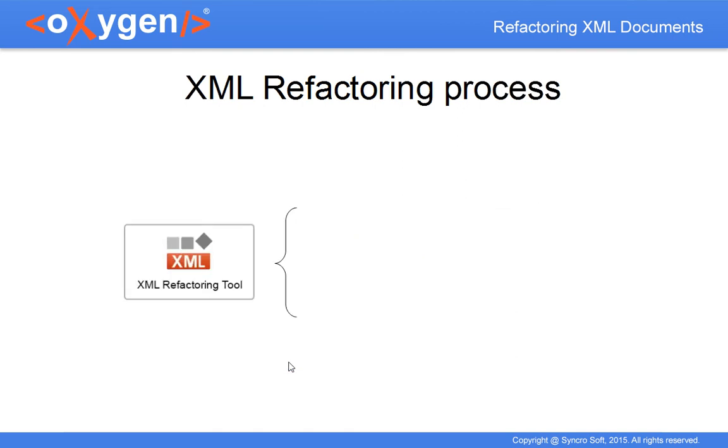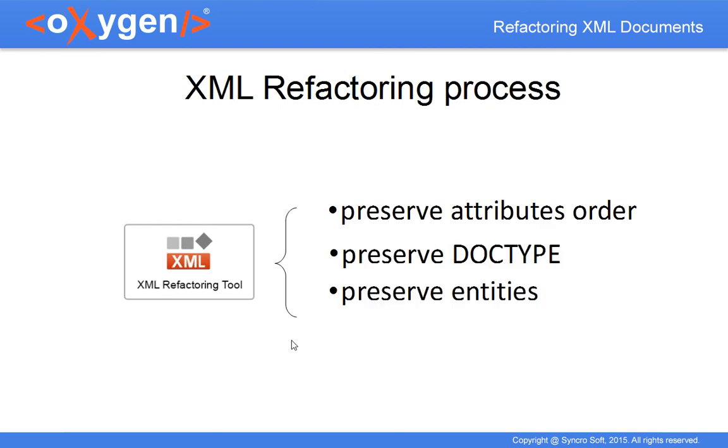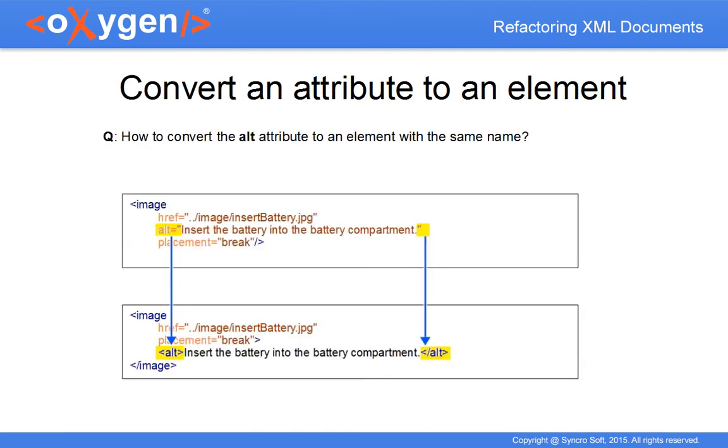Well, you can rest assured because we've taken care of all those nuisances, and we will preserve the attribute order and the doctype and the entities. So you can concentrate on the script alone. Now let's take a situation that can't be covered by the predefined operations. How to convert an attribute to an element with the same name? And the answer is, of course, by creating a custom operation.